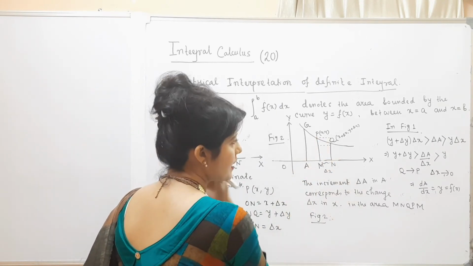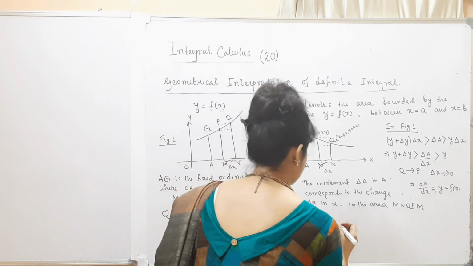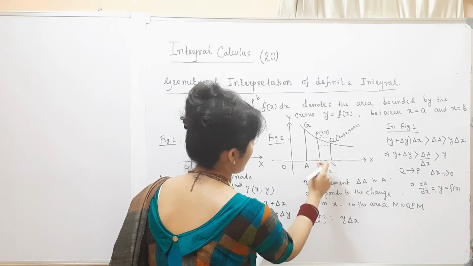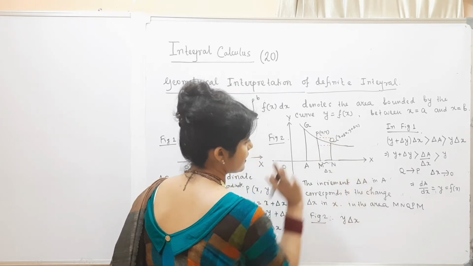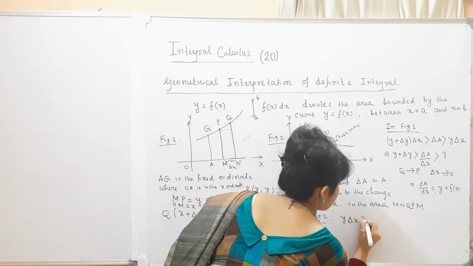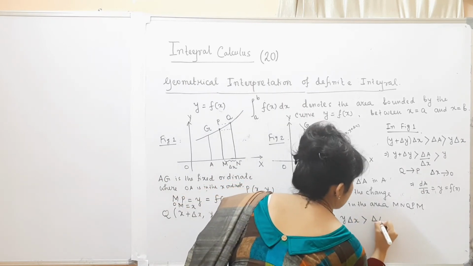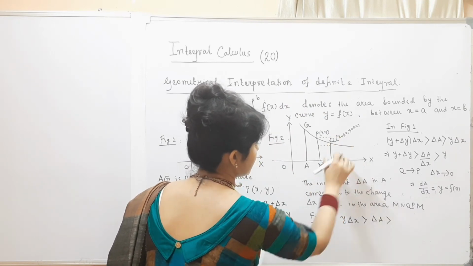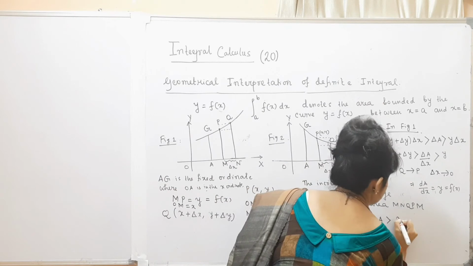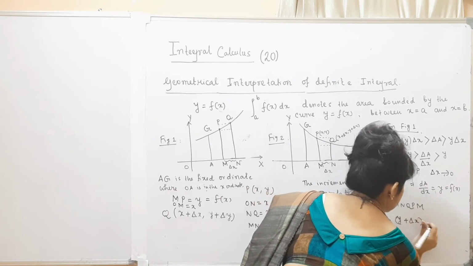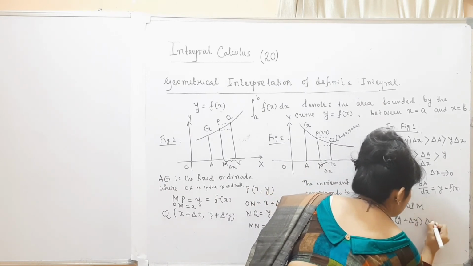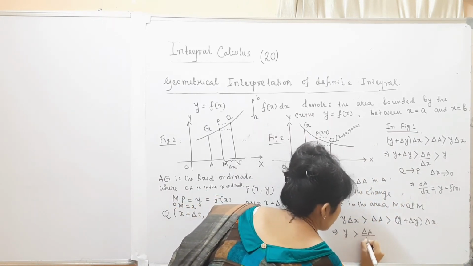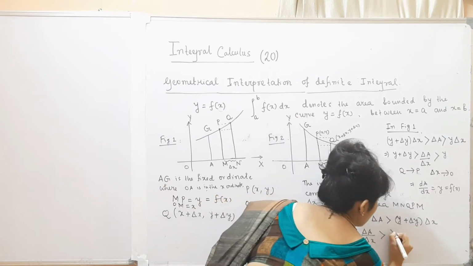Now in figure 2, what does it actually explain? That is this y into delta x. So this portion is smaller than this portion. Okay. So this y into delta x is greater than delta a, and this portion is greater than this area. So you can write it as y plus delta y into delta x. Now this y is greater than delta a by delta x and it is greater than y plus delta y.